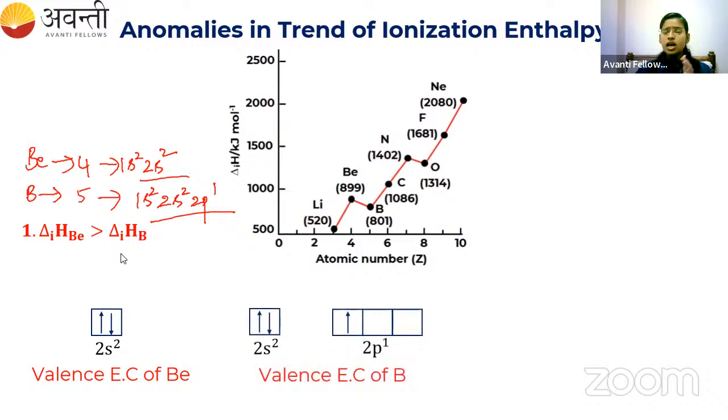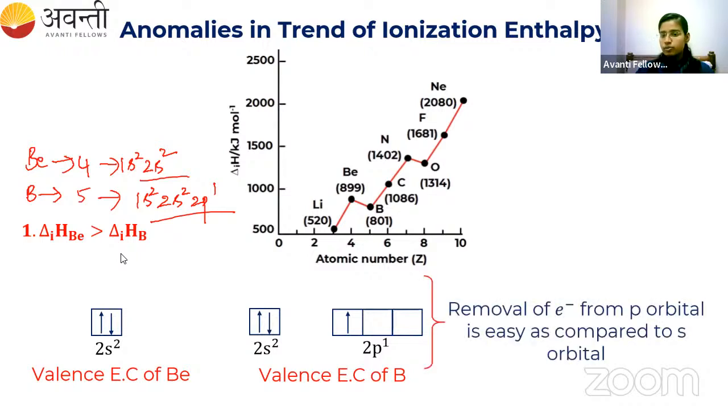Now, the energy required to remove the electron from the p orbital is less compared to the s electron. That is, the removal of an electron from the p orbital is easy as compared to the s orbital. So that's why we are able to remove the electron from boron so easily compared to beryllium. So ionization energy is becoming less for boron compared to beryllium, because of the fully filled configuration and the shielding effect.